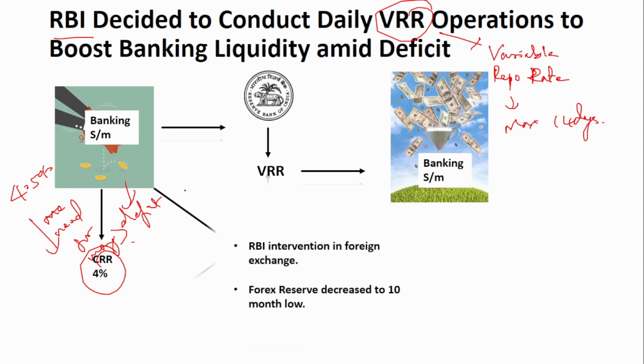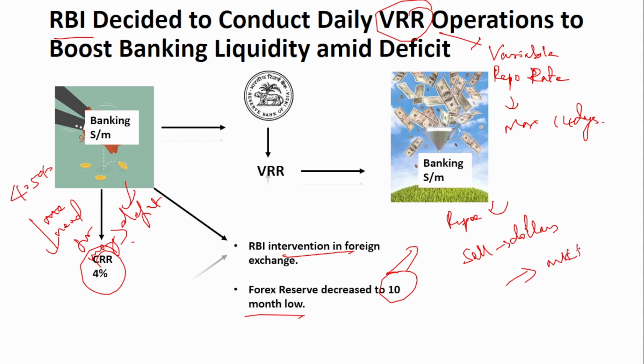Also, it was observed that the forex reserve has decreased to a 10-month low. The reason for this decrease is that RBI intervened in the foreign exchange market. In order to prevent the rupee from depreciating, RBI had to sell dollars in the market. Since the demand for dollars was very high, in order to increase the supply of dollars, RBI had to sell dollars in the market. That is why the forex reserve decreased to a 10-month low.